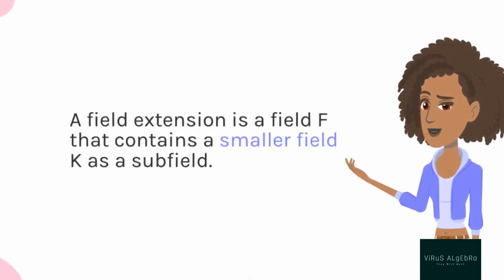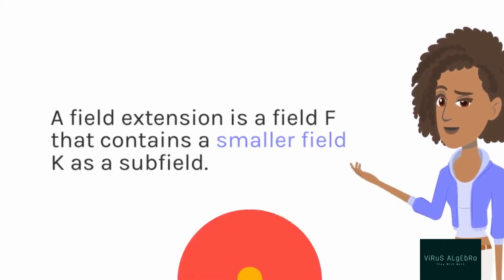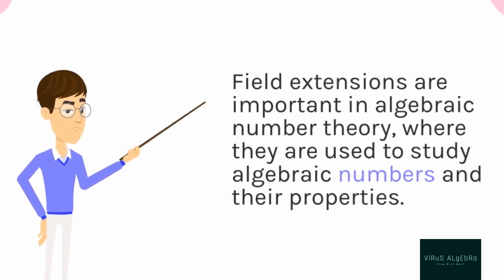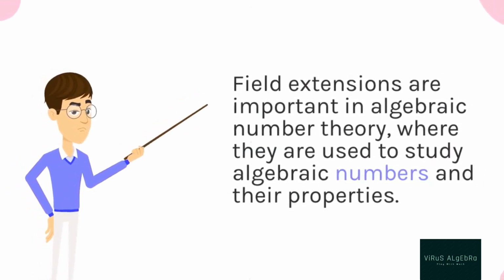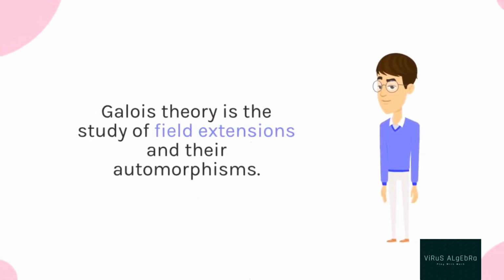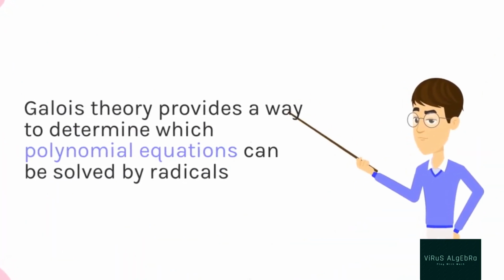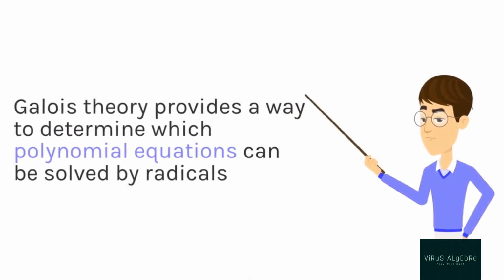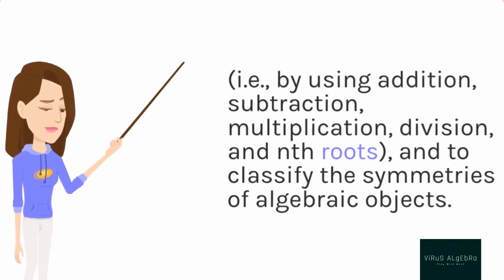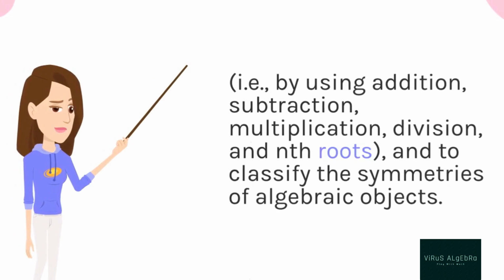A field extension is a field F that contains a smaller field K as a subfield. Field extensions are important in algebraic number theory, where they are used to study algebraic numbers and their properties. Galois theory is the study of field extensions and their automorphisms. Galois theory provides a way to determine which polynomial equations can be solved by radicals, i.e., by using addition, subtraction, multiplication, division, and nth roots, and to classify the symmetries of algebraic objects.